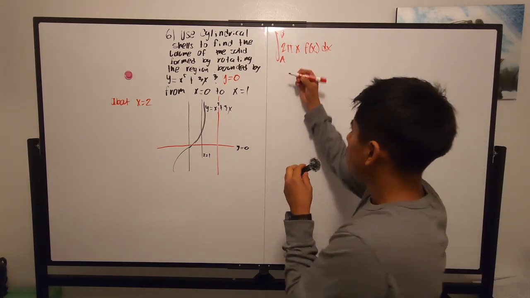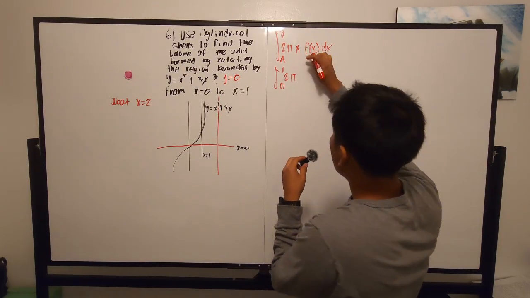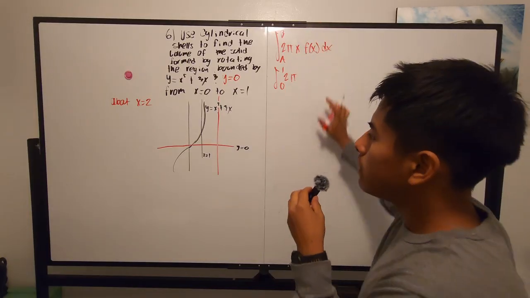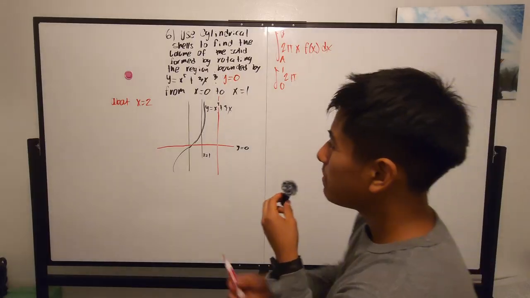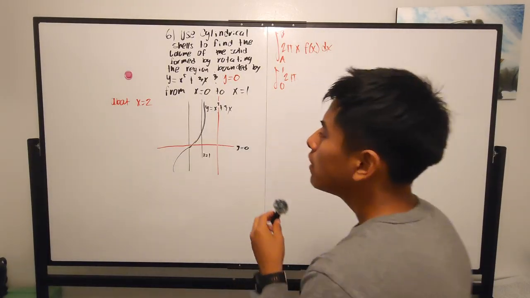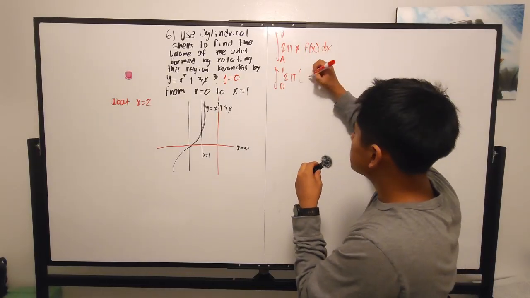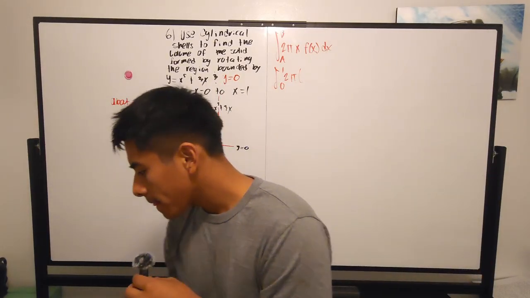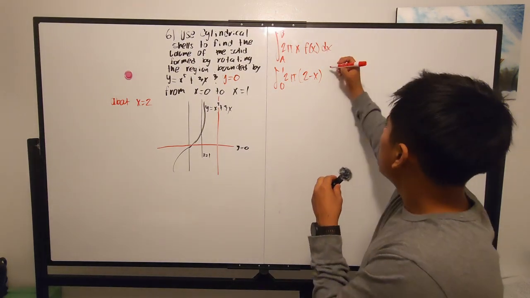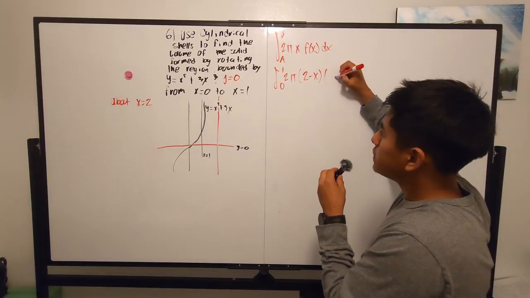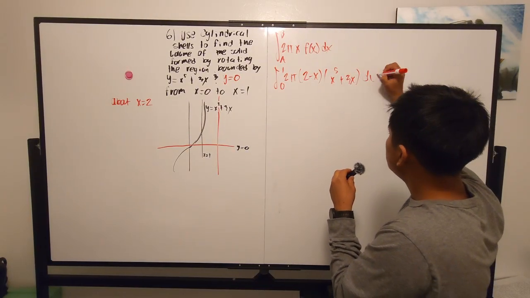We know our bounds is from 0 to 1, so we could go ahead and write that. So from 0 to 1, 2 pi, and x, it would be x if we were rotating about x equals 0 or y equals 0, but since we're rotating about x equals 2, we're going to have to take that into account when we write this x. So instead of x, it's going to be 2 minus x, and then just the normal f of x, which is x to the power of 5 plus 3x dx.